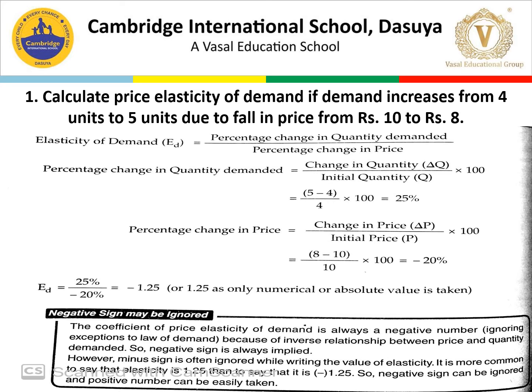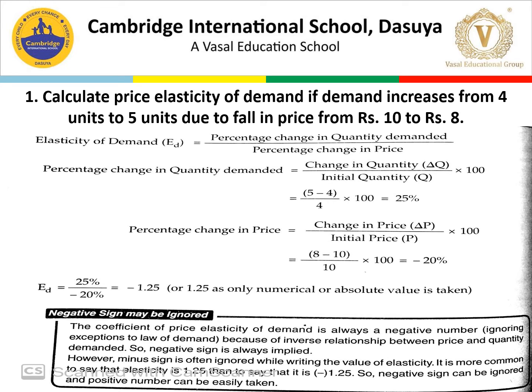Initial quantity is Q. So we can see the change in quantity. The original units were 4. Now the new units are 5. So Q1 is 5 units and Q is 4 units. So Q1 minus Q is 5 minus 4, and the original quantity is 4, into 100, so it will be equal to 25%. So this is the percentage for quantity demanded, which comes as the numerator.